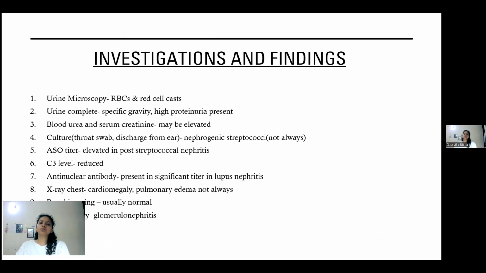Investigations and findings: in urine microscopy, RBCs and red blood cell casts are seen. Urine specific gravity is taken into account, whereas high proteinuria is present. Blood urea and serum creatinine may be elevated.